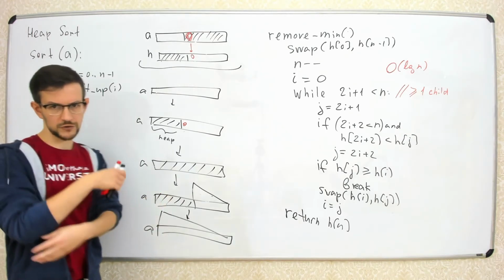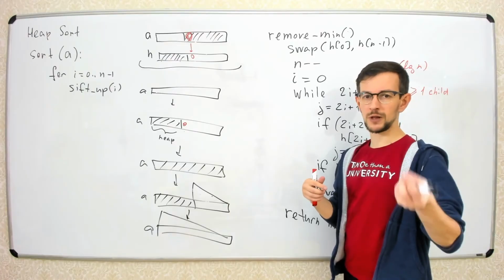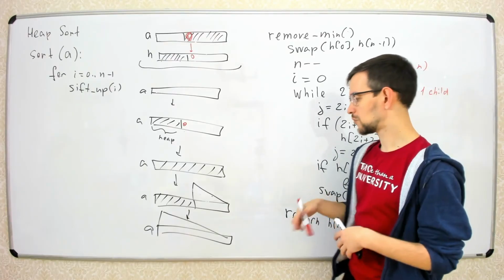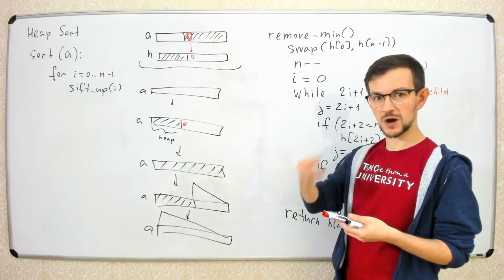Then you can just reverse the array, or you can modify your binary heap to remove not the minimal element but the maximal element. If you want to sort the array in increasing order, you can just remove not the minimal element but the maximal element.